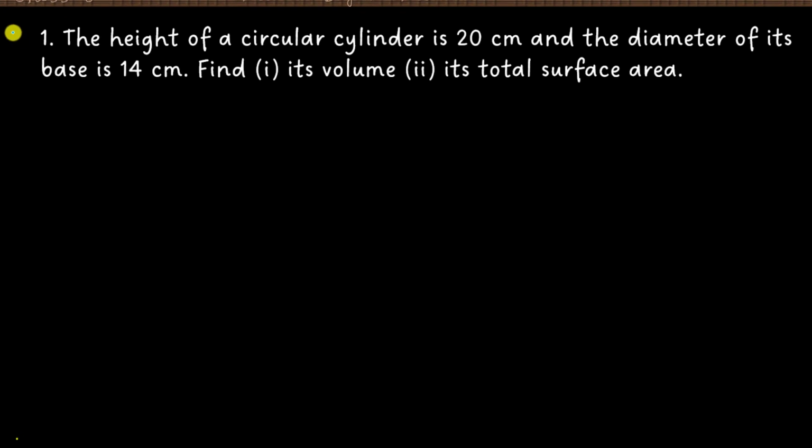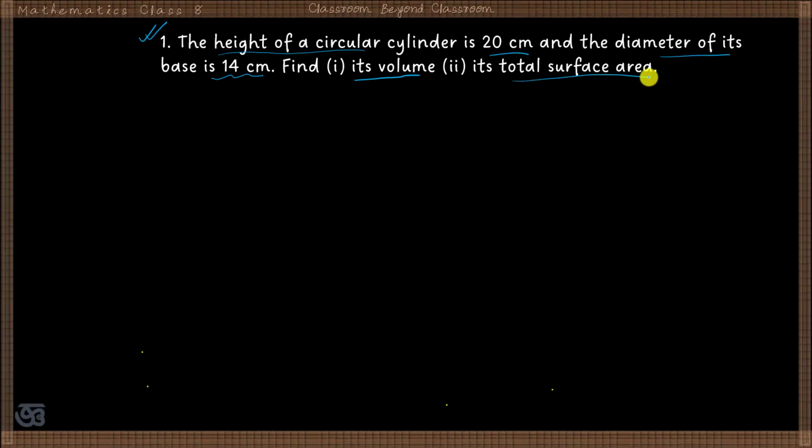Okay, let us start from question number 1. The height of a circular cylinder is 20 cm and the diameter of the base is 14 cm. Find its volume and the total surface area.